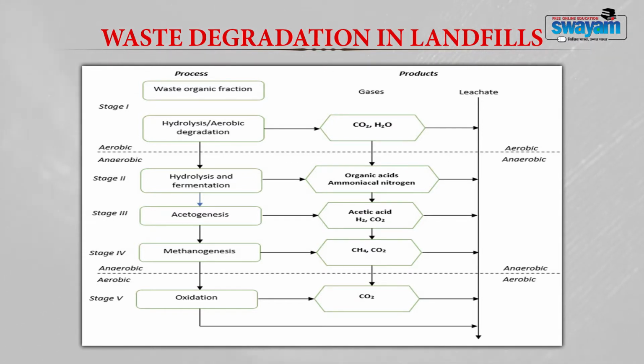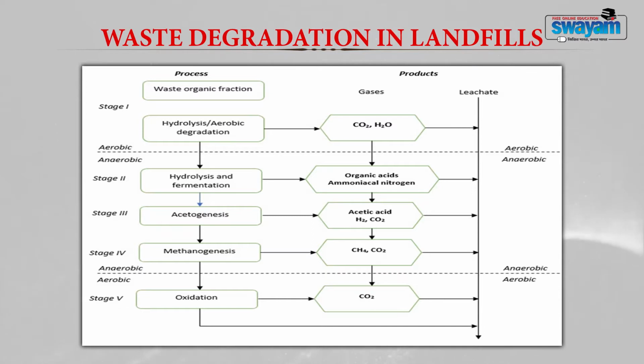Organic acids and ammoniacal nitrogen are produced. At the end of the hydrolysis or fermentation phase, your acetoclastic bacteria start growing, and this shows the beginning of the acetogenic phase. In the acetogenic phase, organic acids are converted into acetic acid, hydrogen and carbon dioxide. At the end of the acetogenic phase, the acetoclastic bacteria will be replaced by methanogenic bacteria, and the acetic acid and hydrogen that are produced will be converted into methane and carbon dioxide.